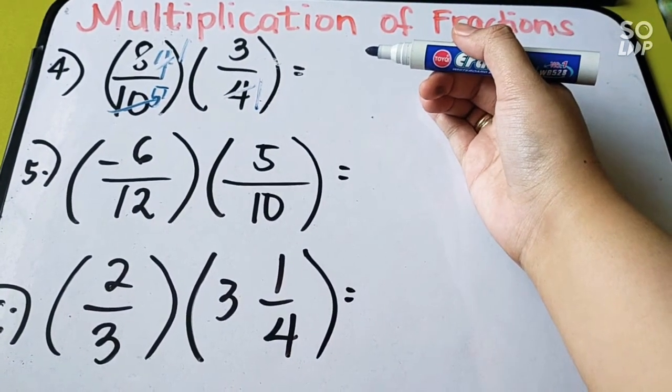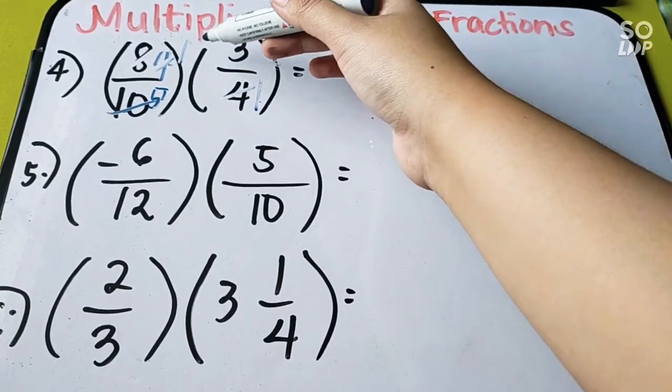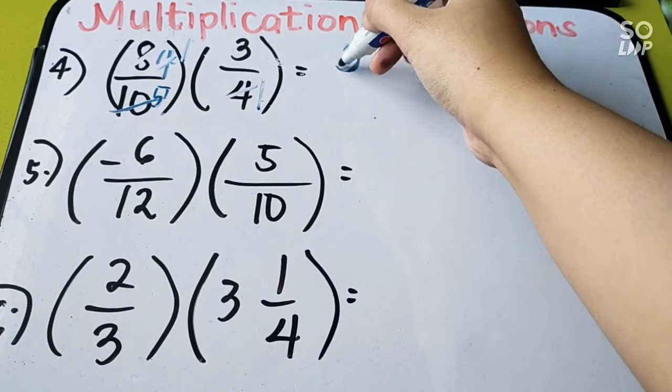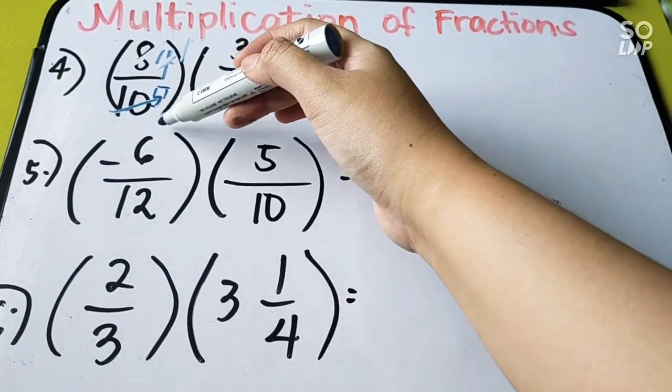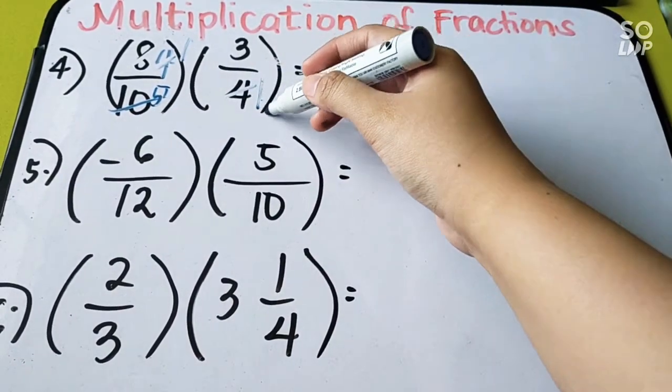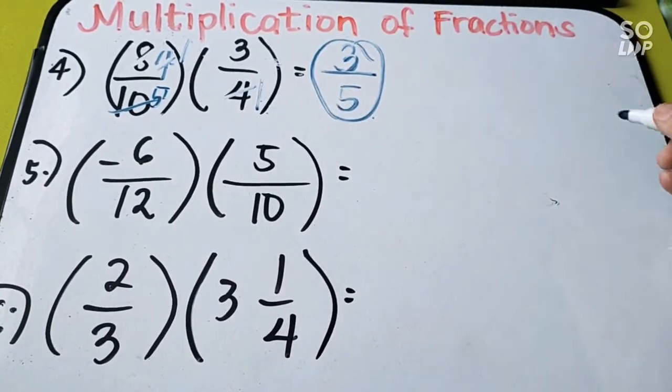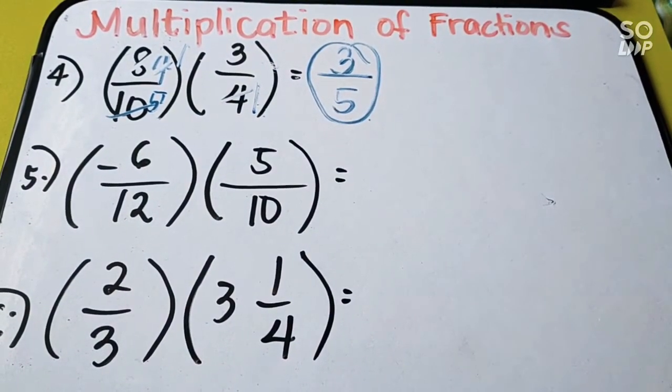So, now, we can now multiply. 1 multiplied by 3, the answer is 3, over 5 multiplied by 1, the answer is 5. Ganun na kasimple. We have 3 over 5.